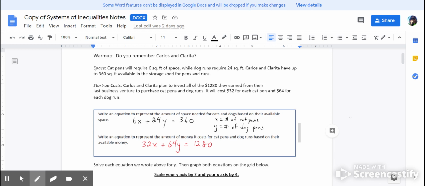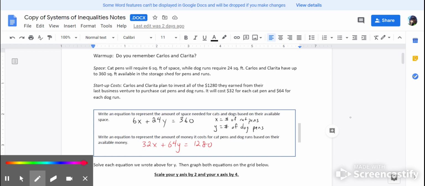They also figured up a startup cost equation. Carlos and Clarita plan to invest all of the $1,280 they earned from their last business venture to purchase cat pens and dog runs. It costs $32 for each cat pen and $64 for each dog run.